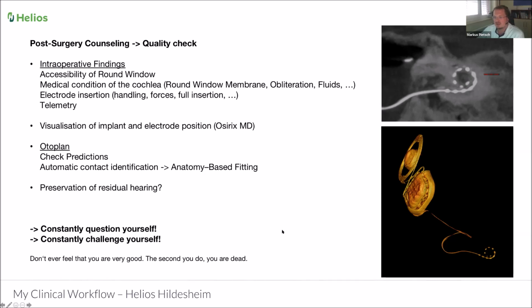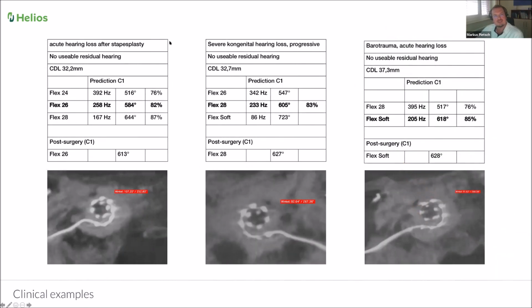And I think you should always do this quality check and always recapitulate what your predictions were, and did the intraoperative situation meet your predictions? Because you should always constantly question yourself, constantly challenge yourself. So now I have just an example, 3 patients, no usable residual hearing in all those patients.